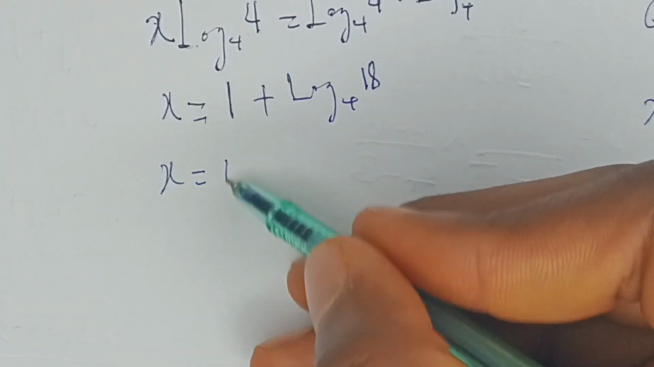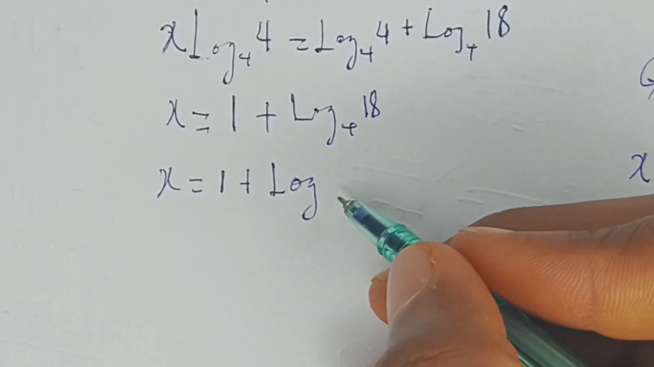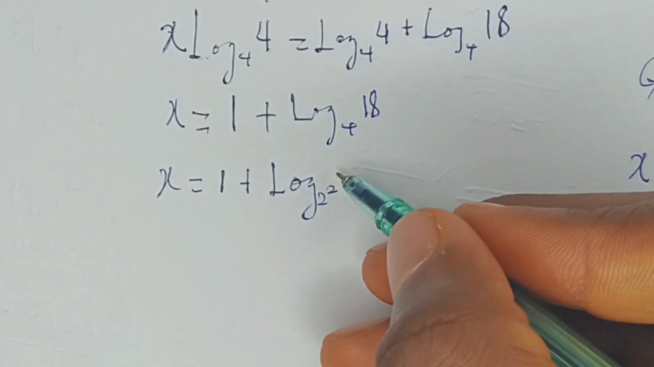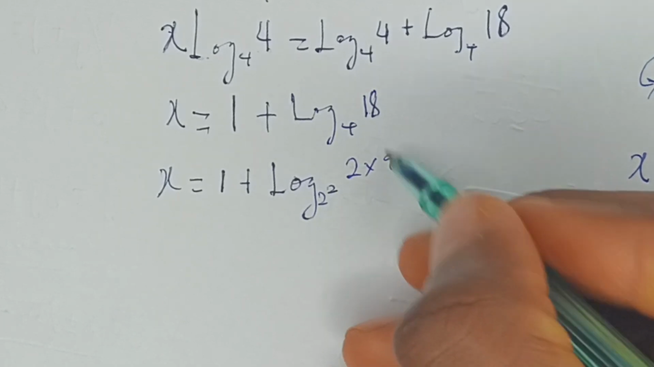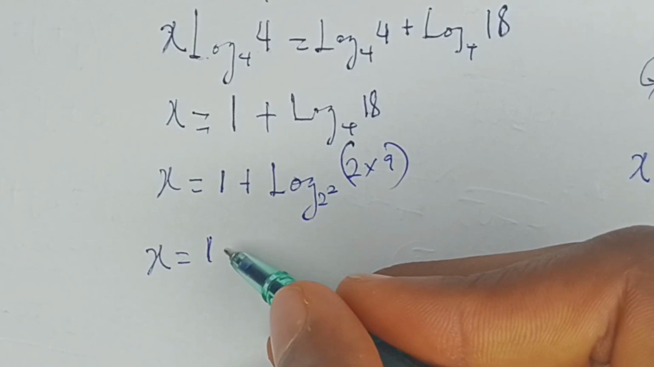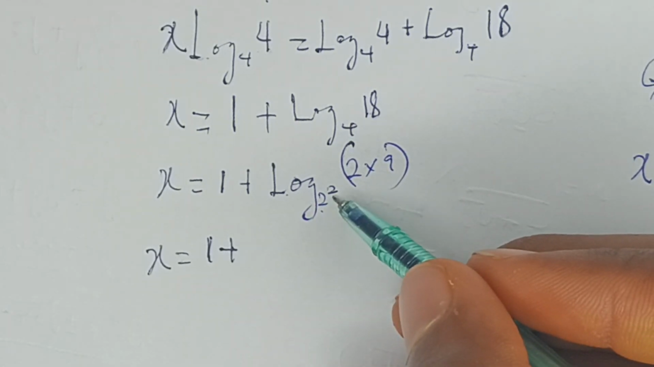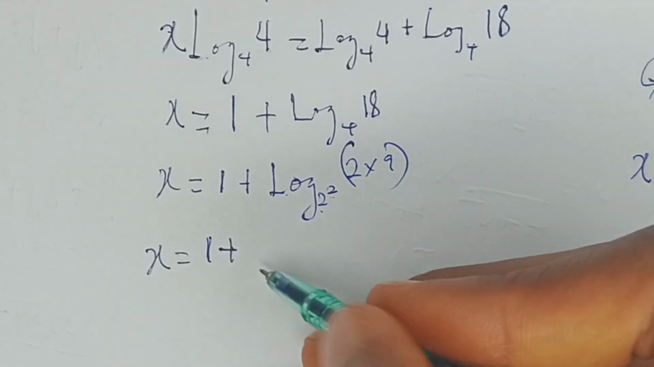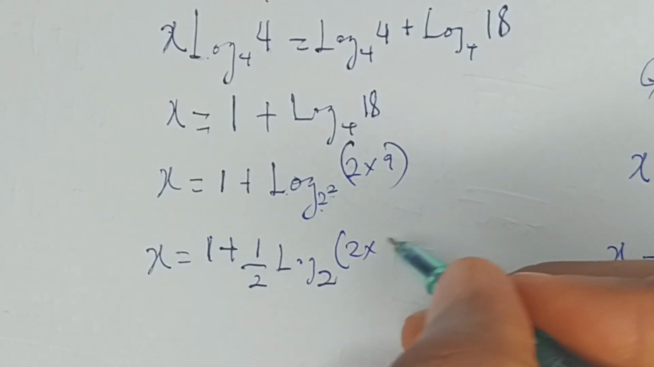x is equal to 1 plus log base 4 of 18, which can be expressed as log to base 4, where 4 is 2 squared, multiplied by 18, which can be written as 2 times 9. Again, you can split this up, so we have x equal to 1 plus, now for here we can say log in base 2 squared of 2 times 9 is equal to half times log in base 2 of 2 times 9.